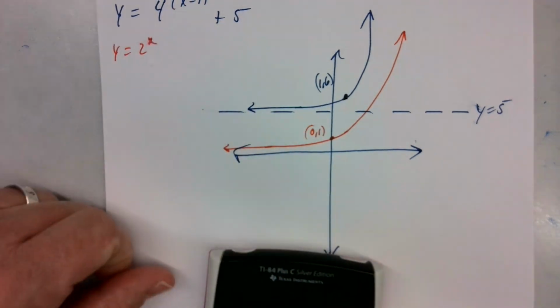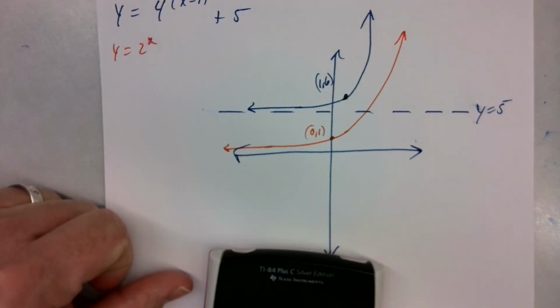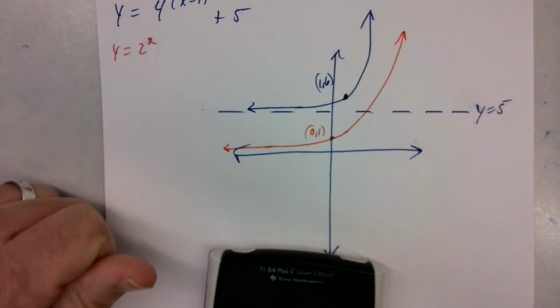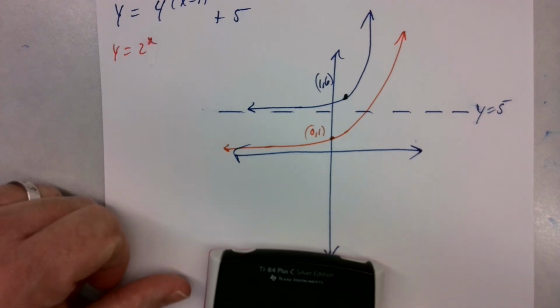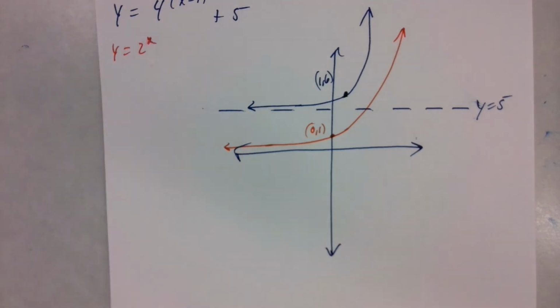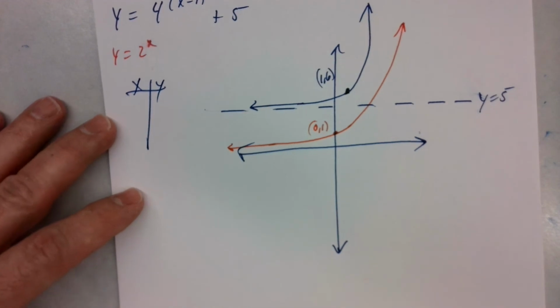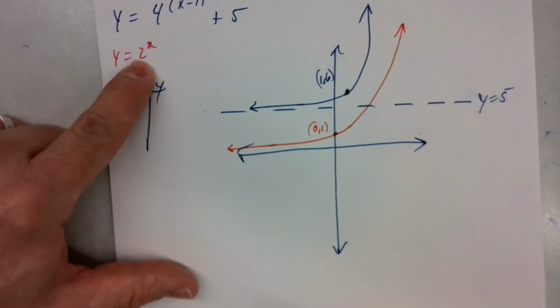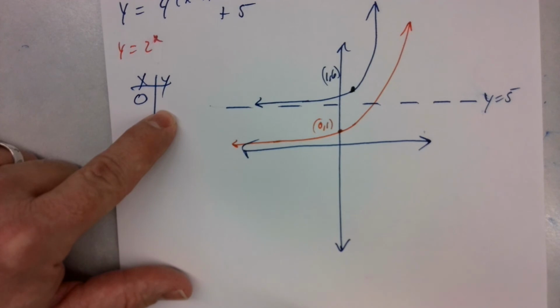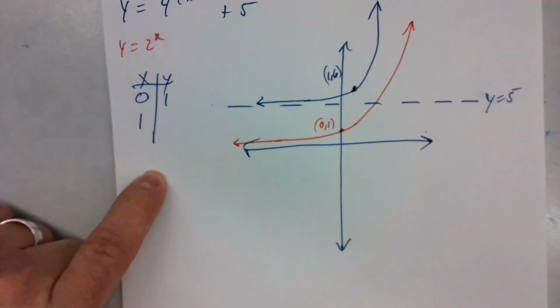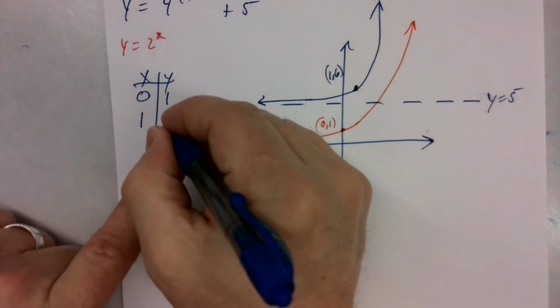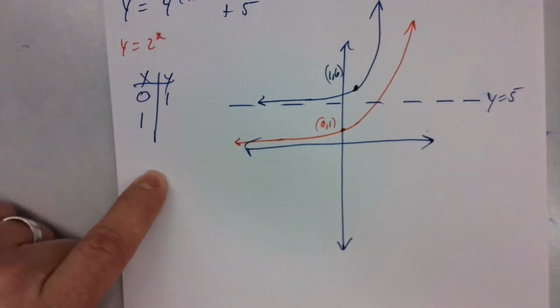Wait, what if x isn't 0? What do you mean, what if x isn't 0? Like, what if x was 1? Okay, look at this. You know what a T-chart is, right? Well, if x is 0, what is y? 1. What if x is 1? Y is 0? No, it's 1.